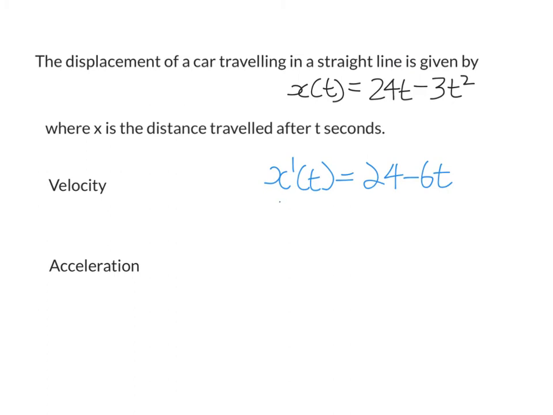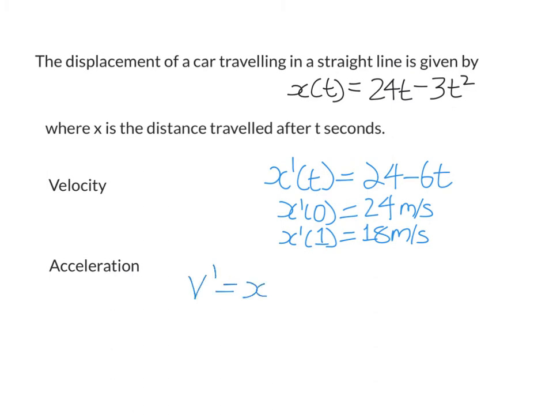So for example, if I were to substitute t for 0, I'd get 24. That means the car is traveling at 24 meters per second to begin with. x dash 1 would be 24 minus 6, which is 18 meters per second. So the car's traveling at 18 meters per second after 1 second. Acceleration is the derivative of velocity, or if you like, the second derivative of displacement.